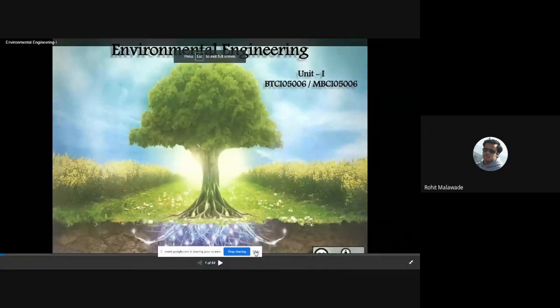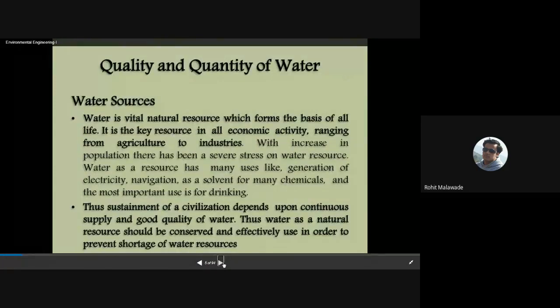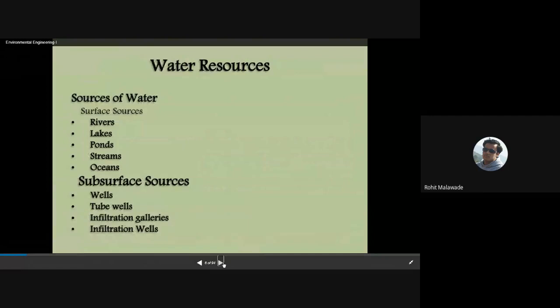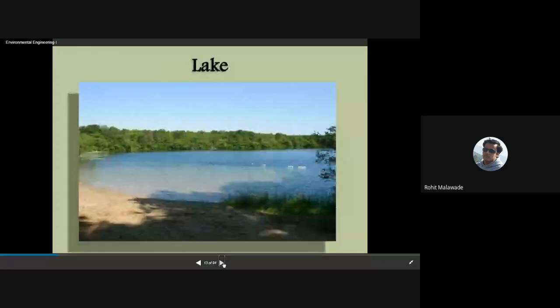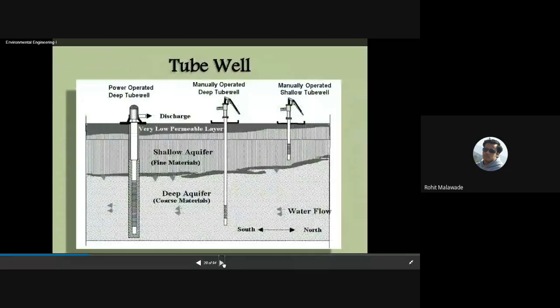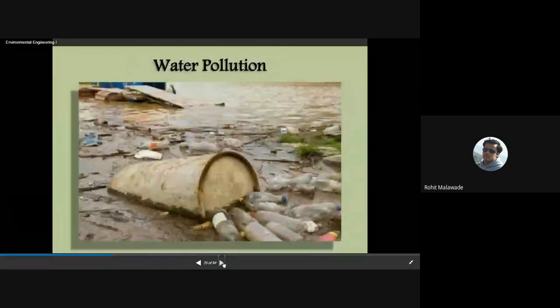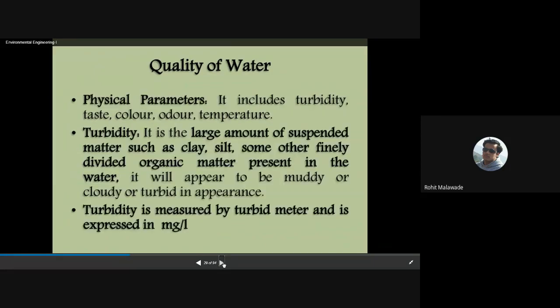In the previous classes, we discussed the different physical and chemical characteristics. We have covered only one chemical characteristic in water treatment. In the previous class, we discussed the physical characteristics of water, including color. We were discussing the physical, chemical, and biological characteristics of water, and in this we discussed the physical characteristics.